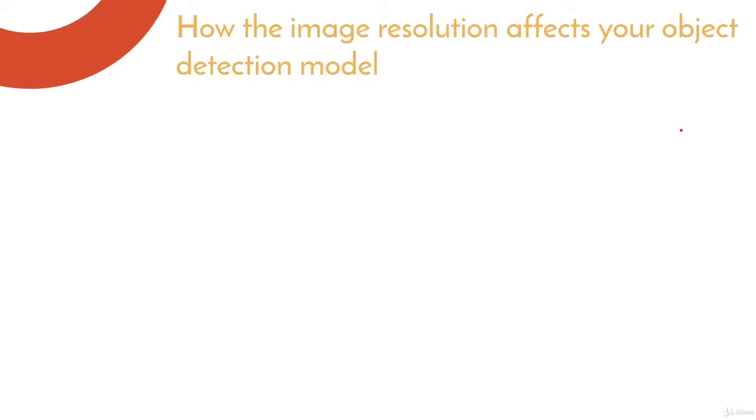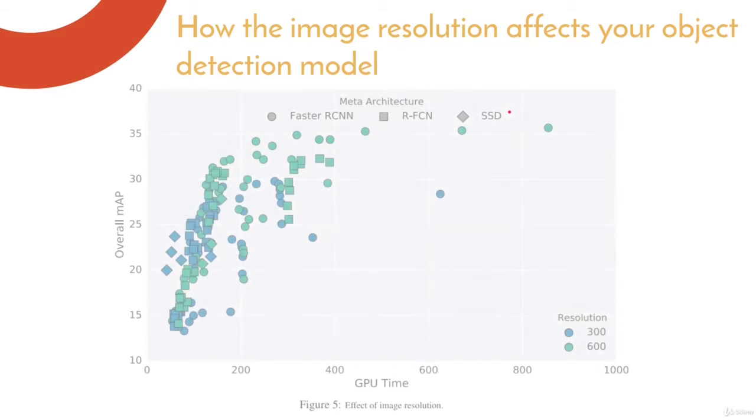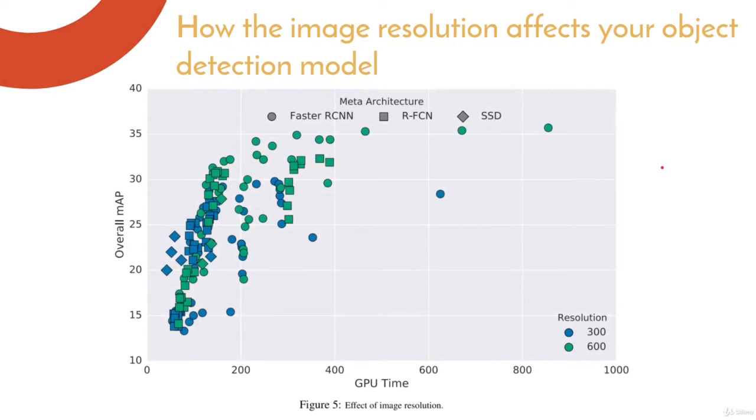When choosing your object detection model, so the architecture for your object detection task, you also need to consider how the resolution of the images affects your object detection model. By the resolution, we mean the width and the height of the image. And in the paper that was referenced, we see this graph here where they have made some experiments and they have shown us the results here.